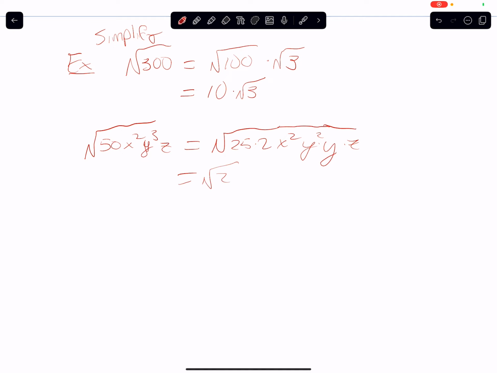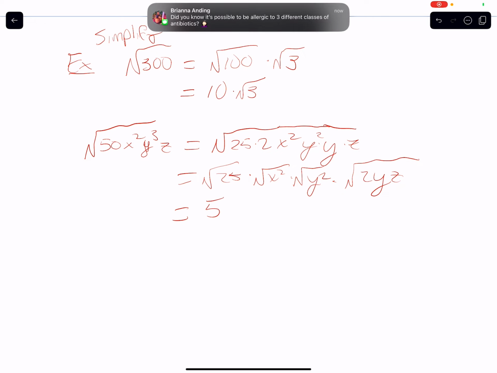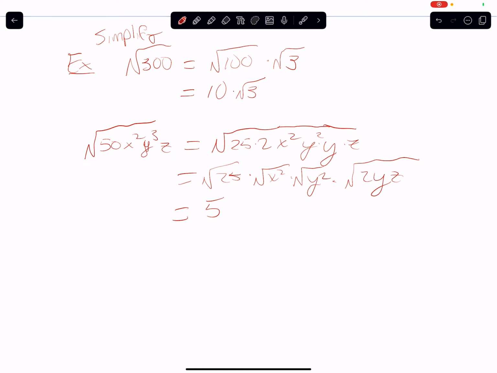Square root of 25 times the square root of x squared times the square root of y squared times the stuff that is not a perfect square, which is 2, y, and z. Well, the square root of 25 is 5. Five times the square root of x squared, which is x, times the square root of y squared, which is y, times the square root of 2yz, which is our final answer.